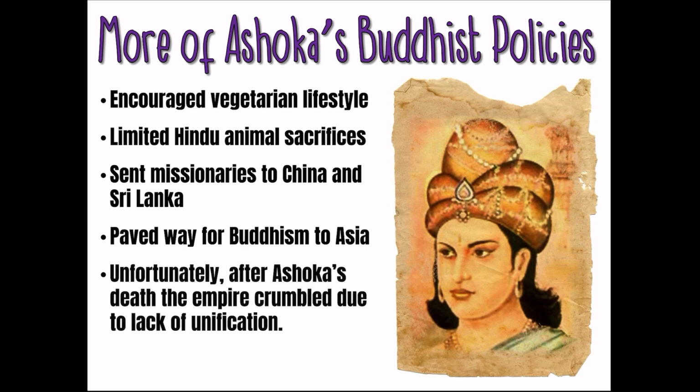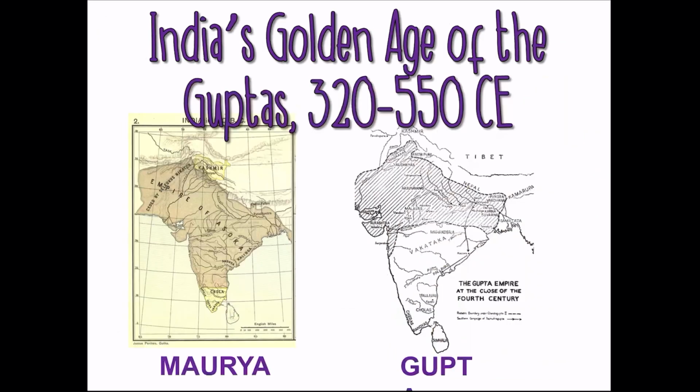So as a result of that, parts of the empire lost support, and after 136 years, the Maurya Empire came to an end. So that's going to lead us to the Gupta Empire.